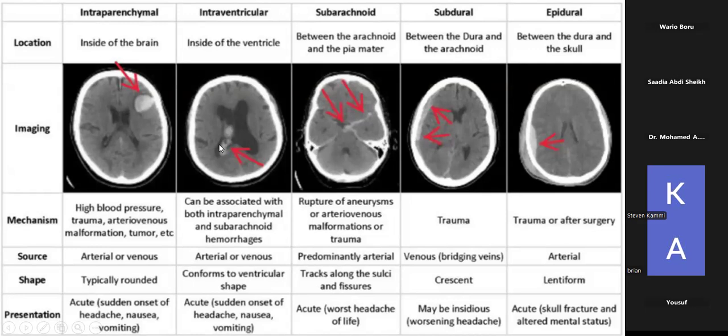So this is just a table that I borrowed from one of the papers that shows you the imaging at each level. What are the common mechanisms you can see? What are the common sources? What are the shapes and the presentation? But if you go through the anatomy, as I showed you, from vertex going up and from outside coming in, you'll be able to tell the location. Make sure that you side it from each side.